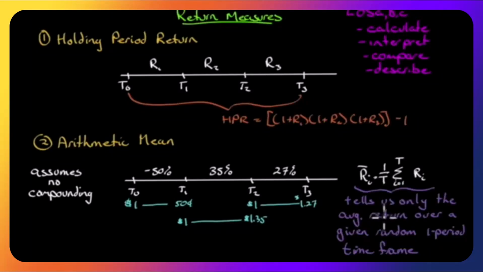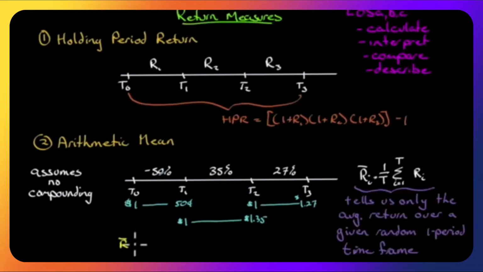It tells us only the average return over a given random one-period time frame. That's all. And all we do is we add up all the returns, the sum from i equals 1 to t, all the time periods, and we divide by t, or multiply by 1 over t, it's the same thing, and you'll get the arithmetic mean. So let's go ahead and just do this example here. Let's see what the arithmetic mean is that we get here.